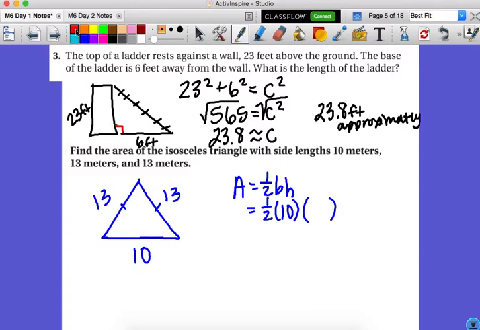So what I'm going to do is drop a height through the middle of the figure here. And since this is isosceles, it's going to split my base into 2 equal chunks, 5 and 5. That's going to create now for me a right triangle where I have 5 as one of the legs, an unknown height as the other leg, and 13 as my hypotenuse.